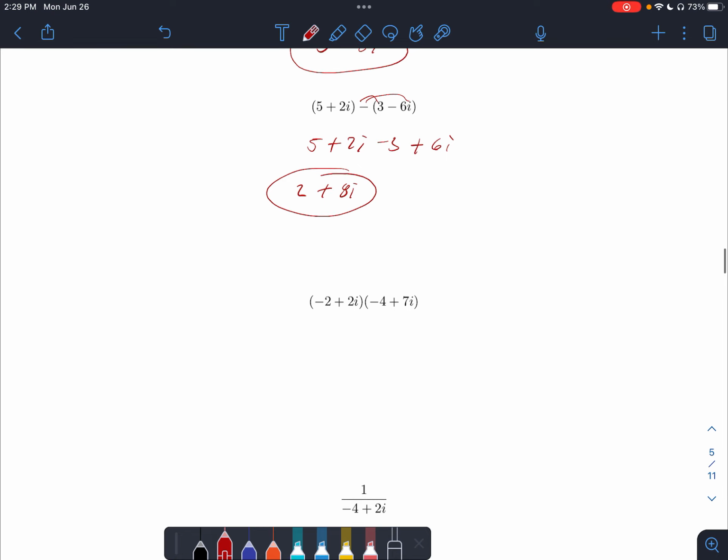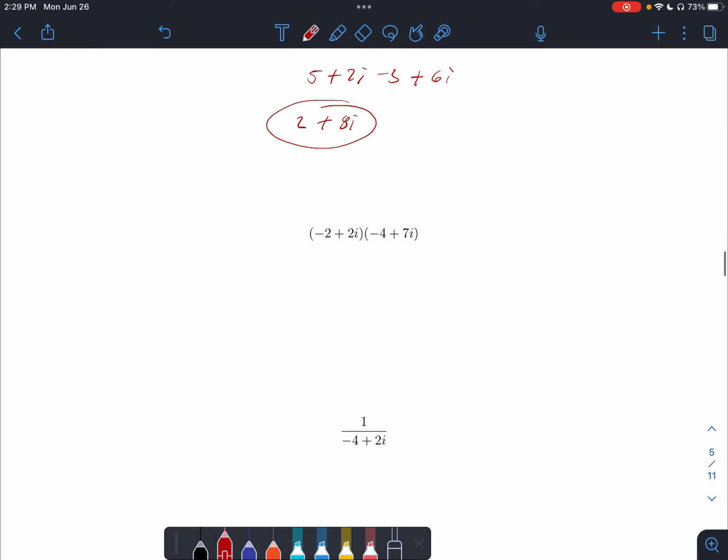simple enough. Now here, we have to multiply two complex numbers. So we have negative 2 plus 2i times negative 4 plus 7i. All right, so let's go ahead and just FOIL this like normal. So negative 2 times negative 4, that'll be positive 8. Negative 2 times 7i, that'll be minus 14i. Then we'll have 2i times negative 4, that'll be minus 8i. And then 2i times 7i, that'll be plus 14i squared.